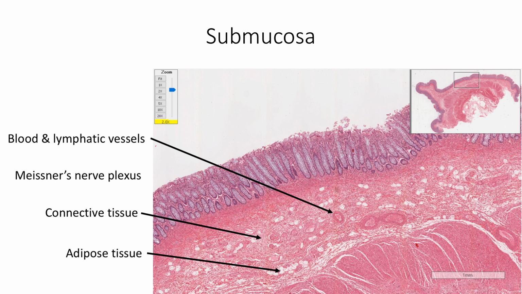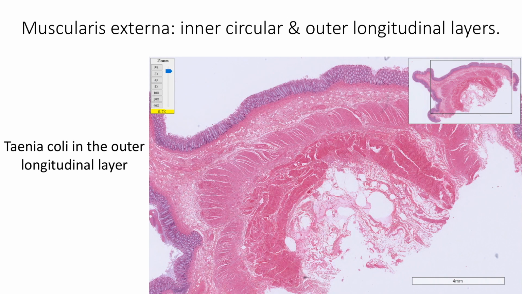Muscularis externa has an inner circular and an outer longitudinal layers. Smooth muscle in the outer longitudinal layer is aggregated into three longitudinal bands called as Taenia coli. Elsewhere, this layer is very thin.